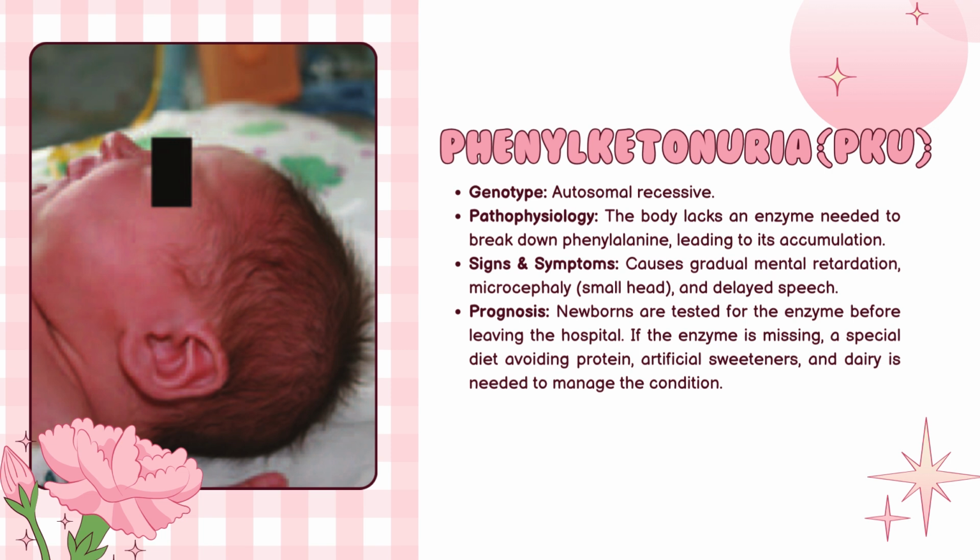PKU is autosomal recessive. So this means you need two alleles for this to happen. This happens when the body lacks an enzyme needed to break down phenylalanine. I don't know how to say it, but it causes gradual mental retardation. I don't know if I should say that, but signs are like a small head and delayed speech. Newborns are tested for the enzyme before leaving the hospital, and if it's missing, a special diet, where you avoid proteins, sweeteners, and dairy. And if you avoid those, the condition is pretty manageable.